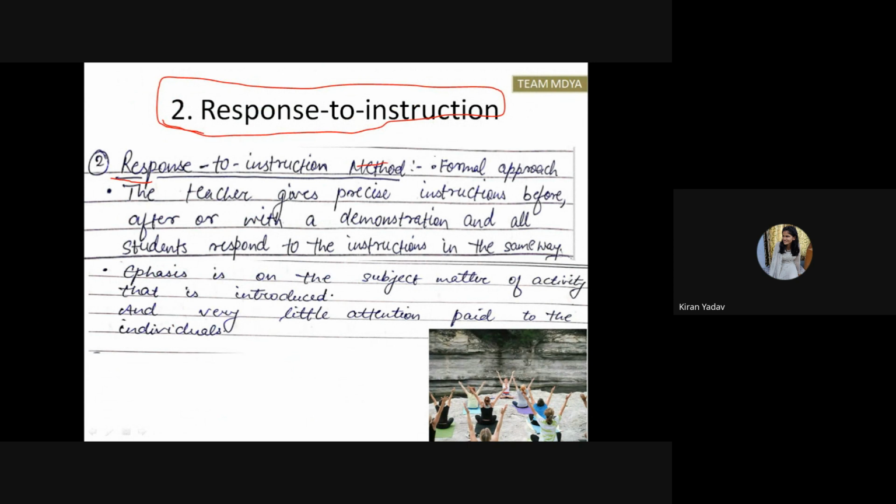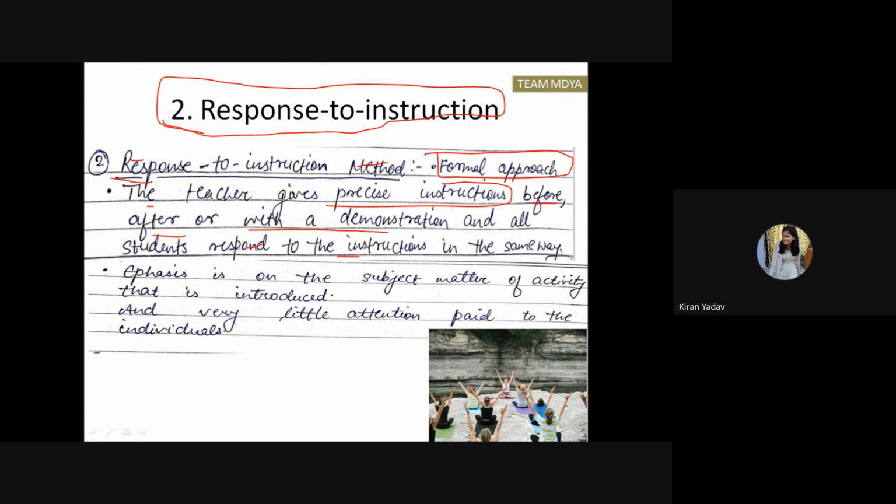This is also a formal approach, a formal way of teaching. The teacher gives precise instruction, and those instructions can be given before, after, or with a demonstration, and all students respond to the instruction in the same way. So it means that the teacher can give instruction while demonstrating an asana, for example, or before or after. Anytime he can give instructions.